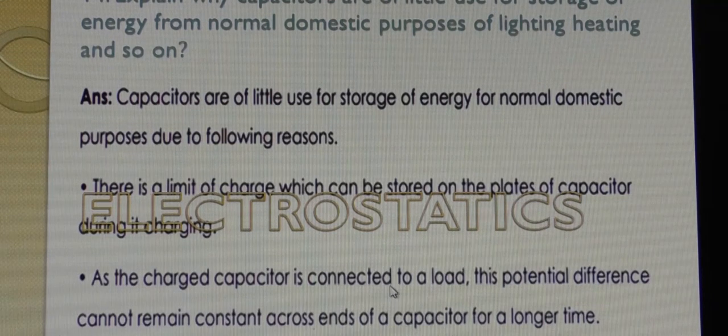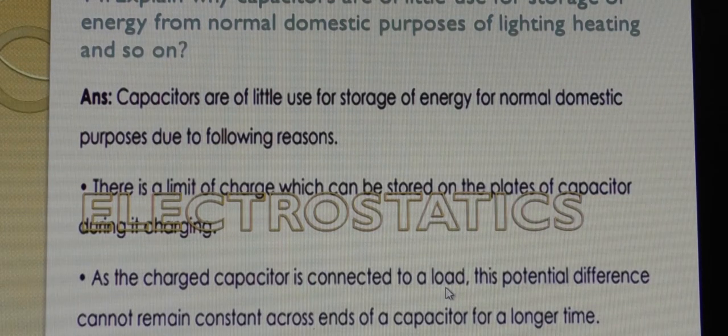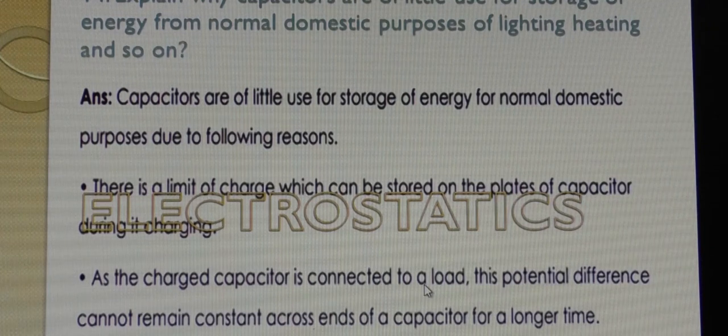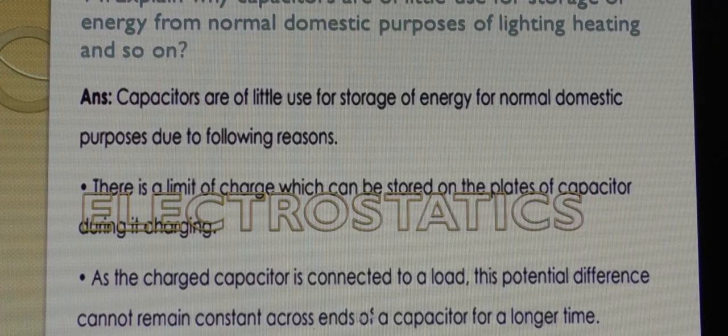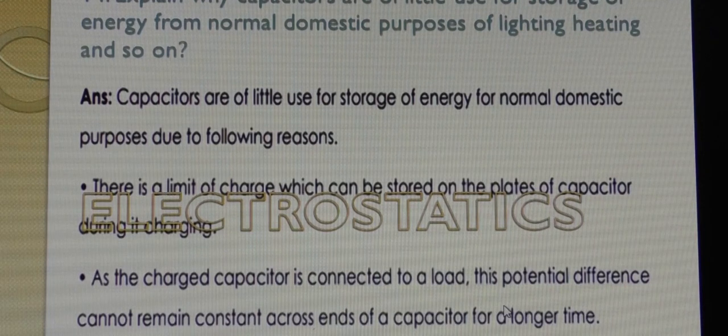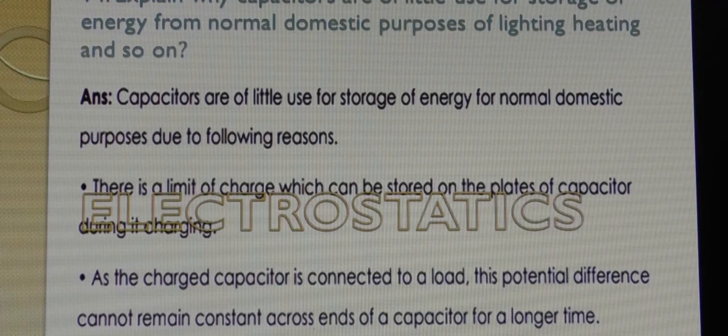As a charged capacitor is connected to a load, load means any device, for example, in case of a capacitor fan, we are using a capacitor and the load is the fan. This potential difference cannot remain constant across the ends of a capacitor for a longer time. According to the equation, Q is equal to CV, where Q is directly proportional to V.